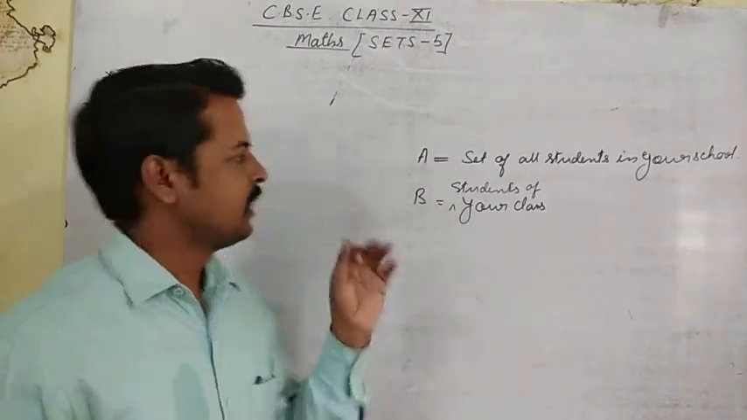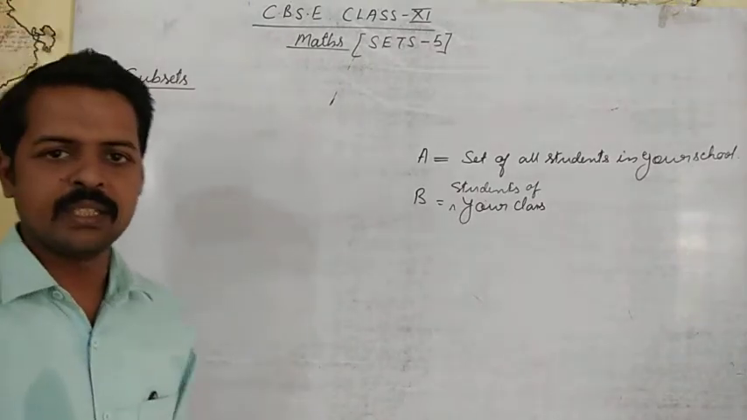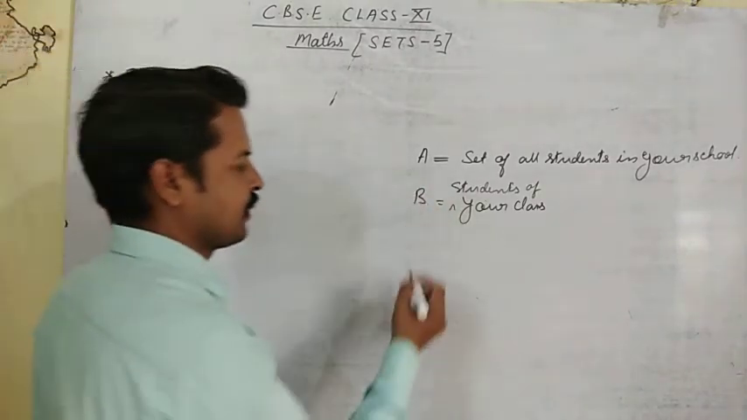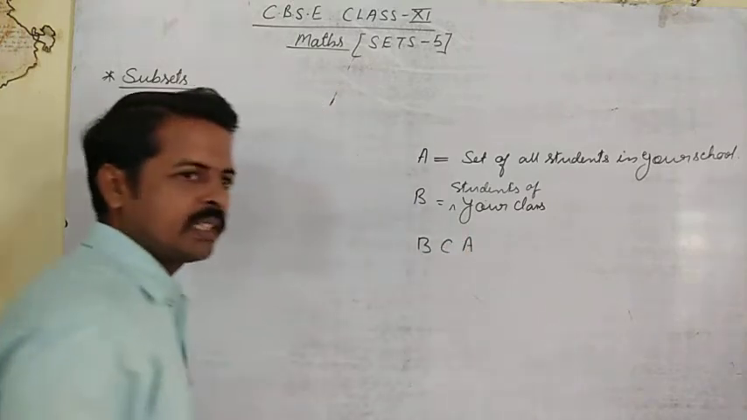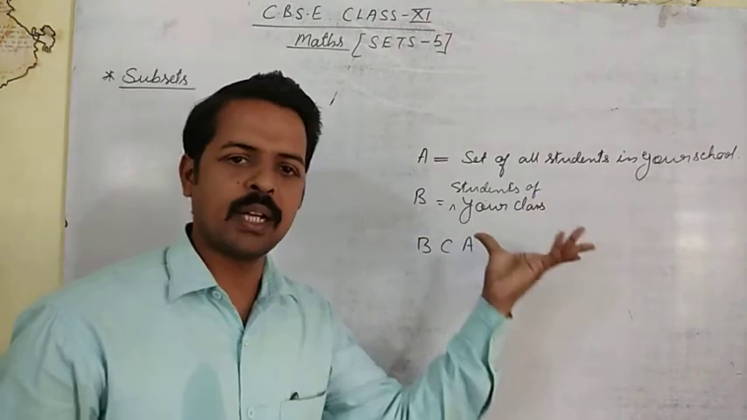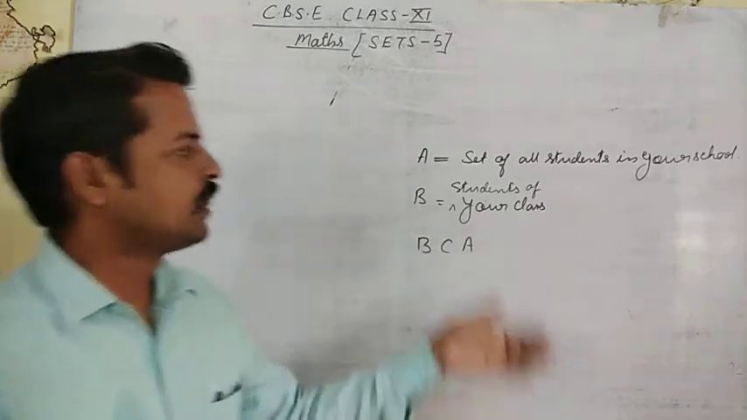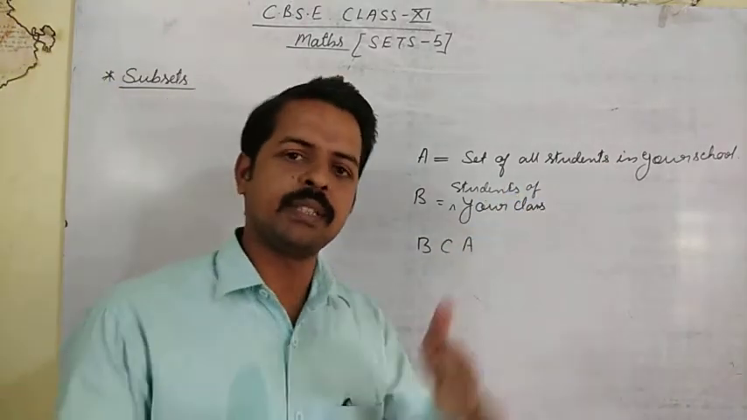Do you understand? Now, I'll give the definition afterwards. How will we write this? B subset of A. We'll write B subset of A like this. So you can see clearly that whatever students of your class are elements of set B, and students of your school are elements of set A.